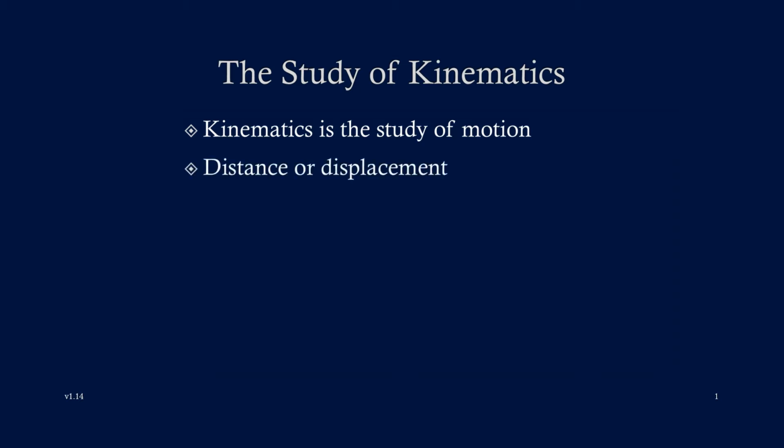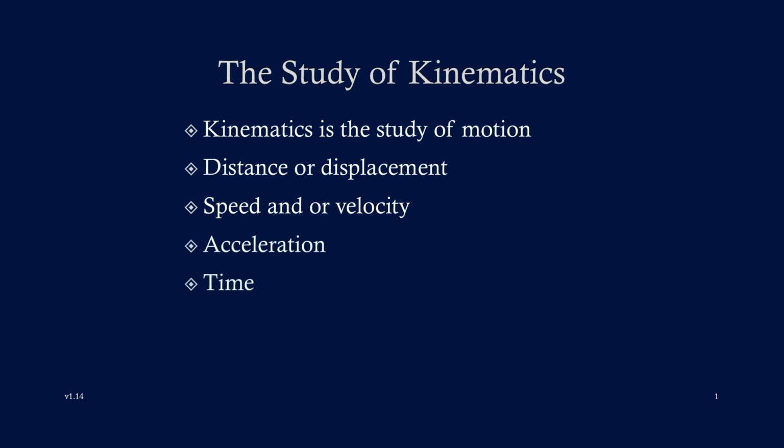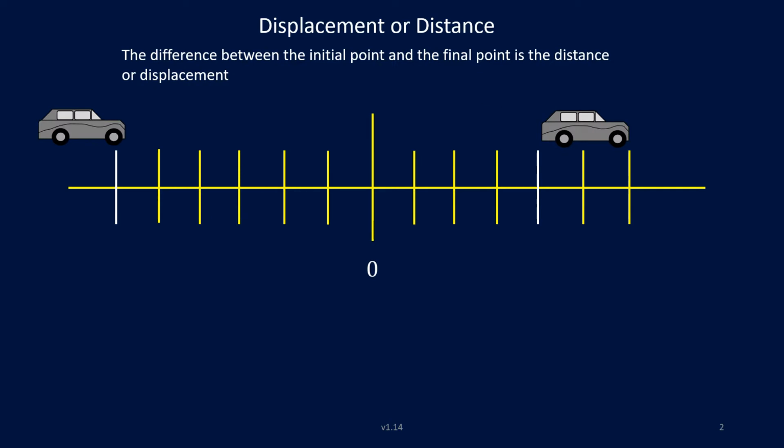Okay, we're going to look at kinematics in one dimension. And kinematics basically is the study of motion. We use such variables as distance, displacement, speed and velocity, acceleration, and time. So let's take first look at displacement or distance.